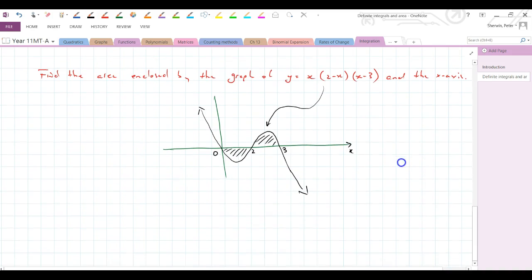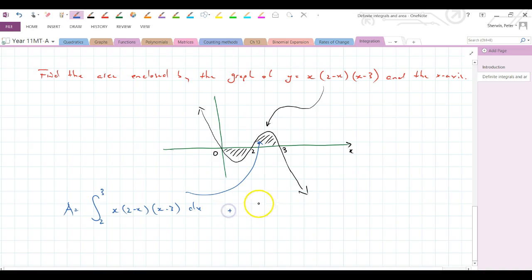But firstly, we need to acknowledge we've got an area to find, so let's get down to work. My area is equal to, let's go between 3 and 2, of this function, x minus 3 dx. That's going to give me that zone there.